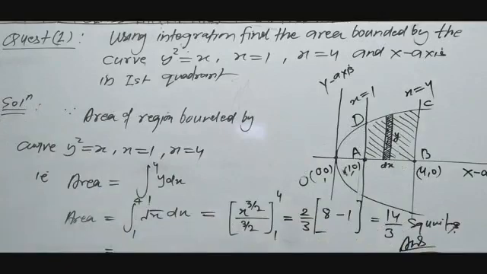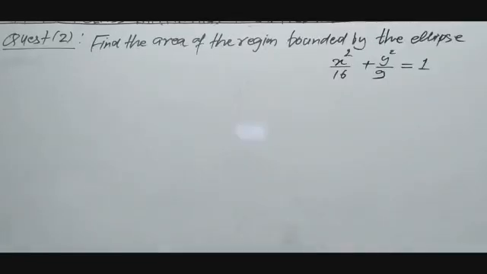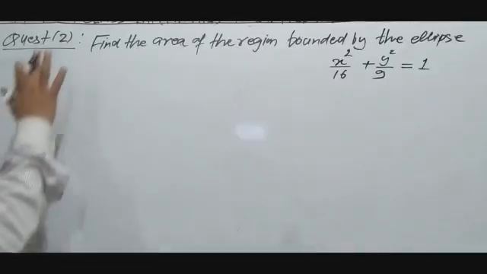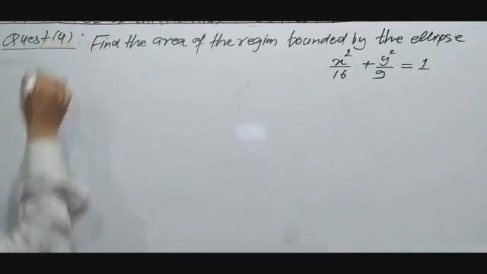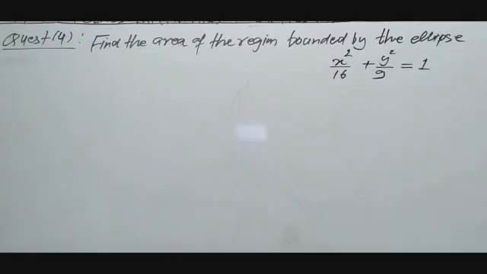Now come to the next question. This is question number 4 of NCERT. Find the area of the region bounded by the ellipse, and the ellipse equation is x square by 16 plus y square by 9 is equal to 1.